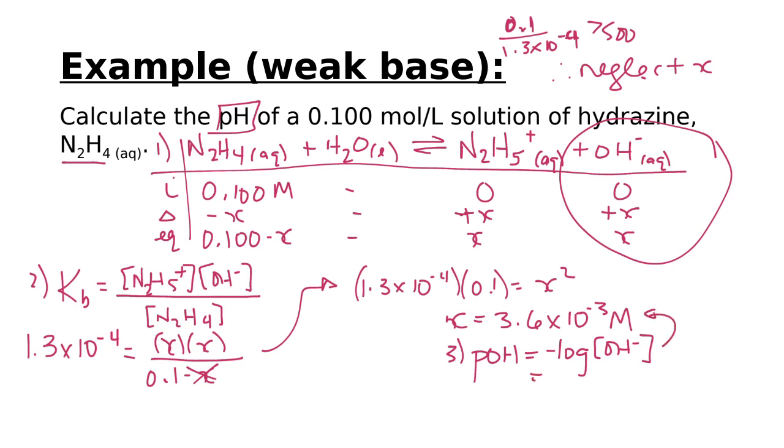And that's going to give me a pOH of 2.44. We're going to subtract that off of 14, and we're going to get a pH value of 11.56. And there you go. Another example showing you weak base equilibrium.